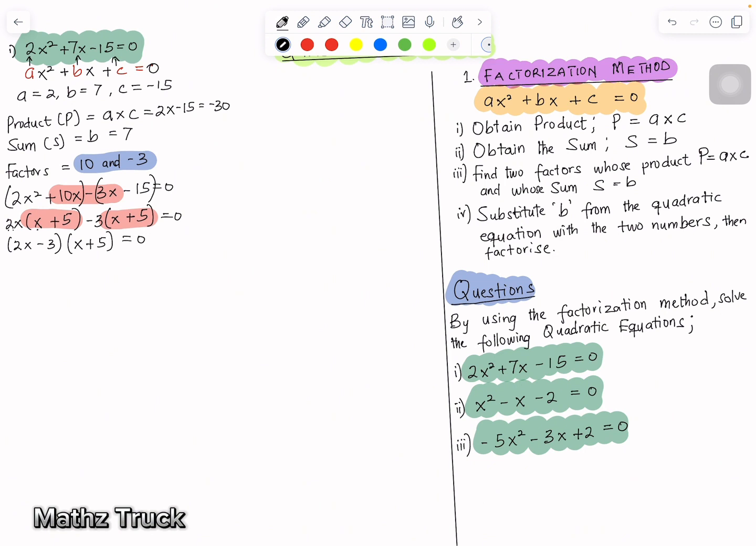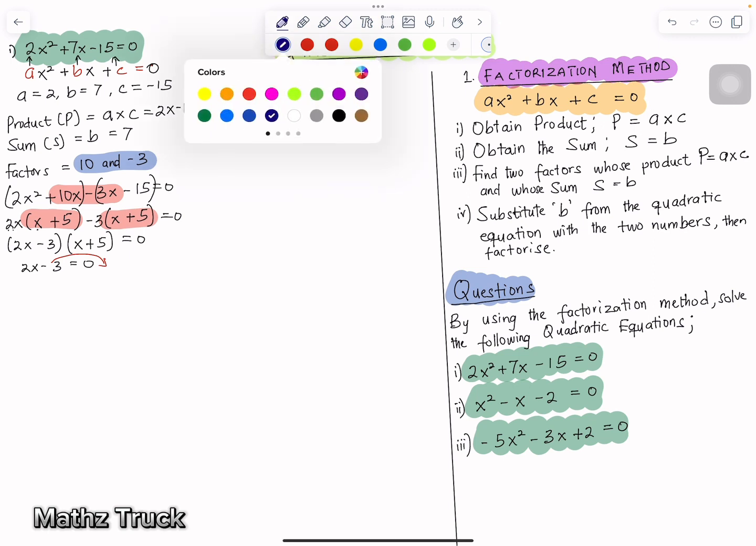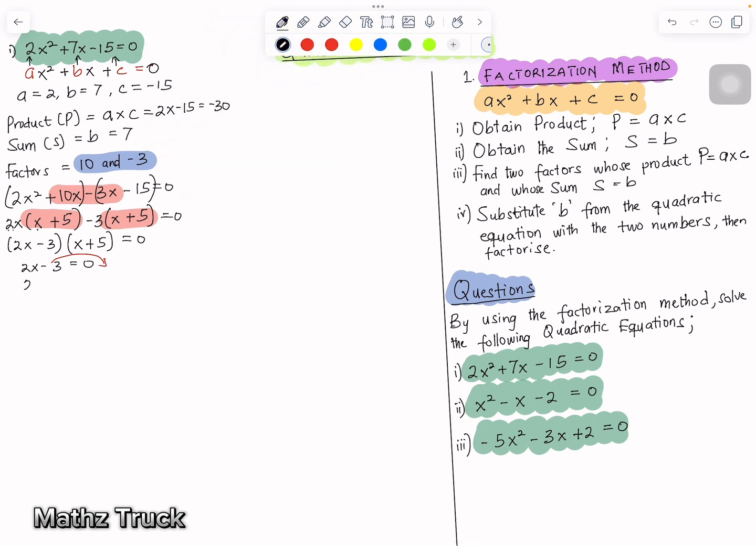Now solving the ones in the bracket, we can take the first one, which is 2x minus 3 equals 0. Grouping the like terms, the negative 3 comes where the 0 is. Since it's negative 3, when it crosses the equal sign, it becomes positive. So we have 2x equals 3. Dividing both sides by 2, 2 cancels 2. Now we have x equals 3 over 2.